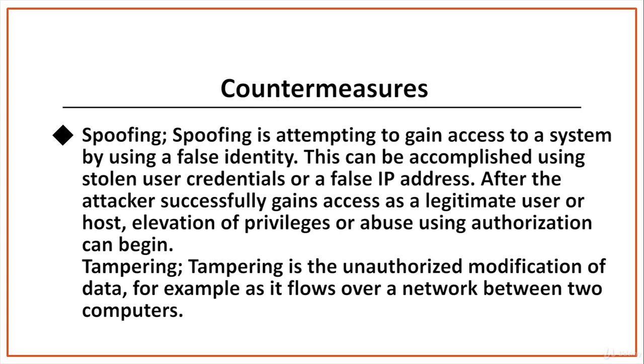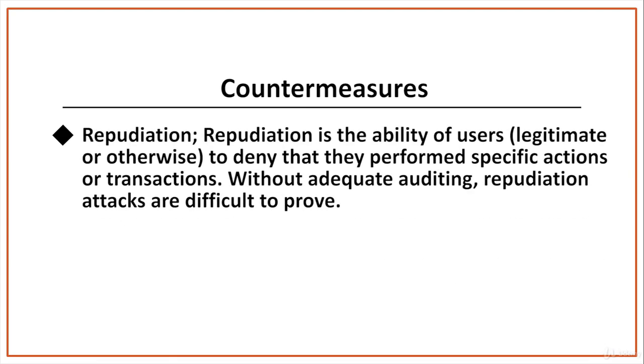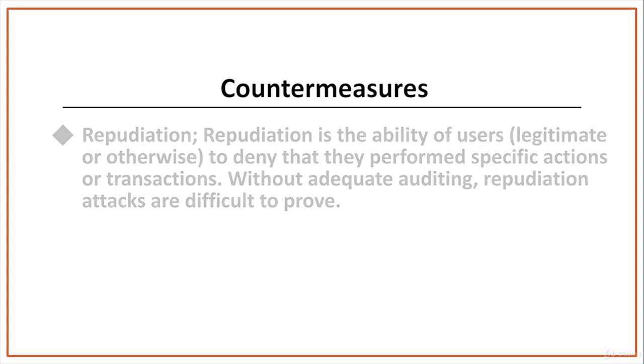Tampering. Tampering is the unauthorized modification of data, for example, as it flows over a network between two computers. Repudiation. Repudiation is the ability of users, legitimate or otherwise, to deny that they performed specific actions or transactions. Without adequate auditing, repudiation attacks are difficult to prove.